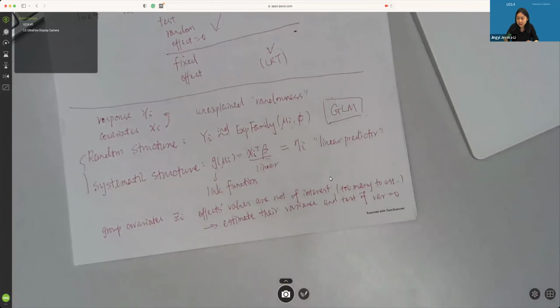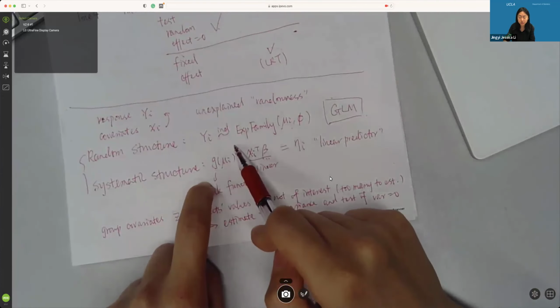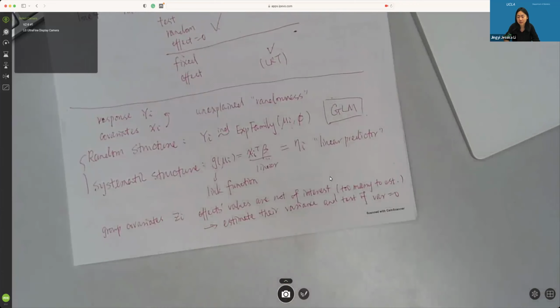So at least I think this kind of decomposition is a way to help you think more clearly: what do I assume as the signal in my data? What do I assume as the randomness in my data? That's, I think, the most important thing for us to think about when we do modeling.